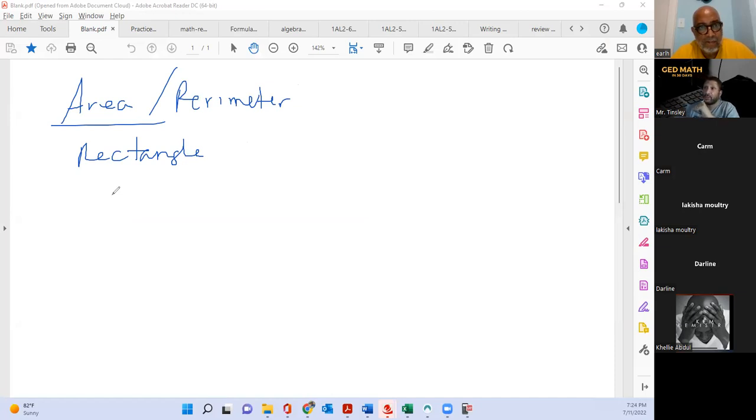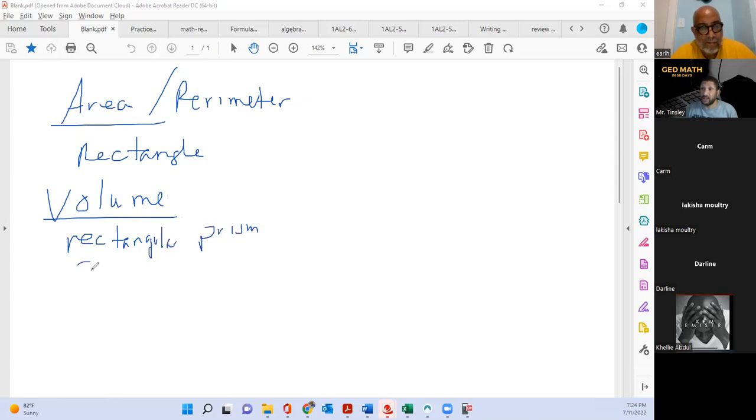You're going to have volume. Now, should you know all your shapes, cylinder, pyramid? Should you know all of them? Yes. But usually it's a rectangular prism, cylinder.